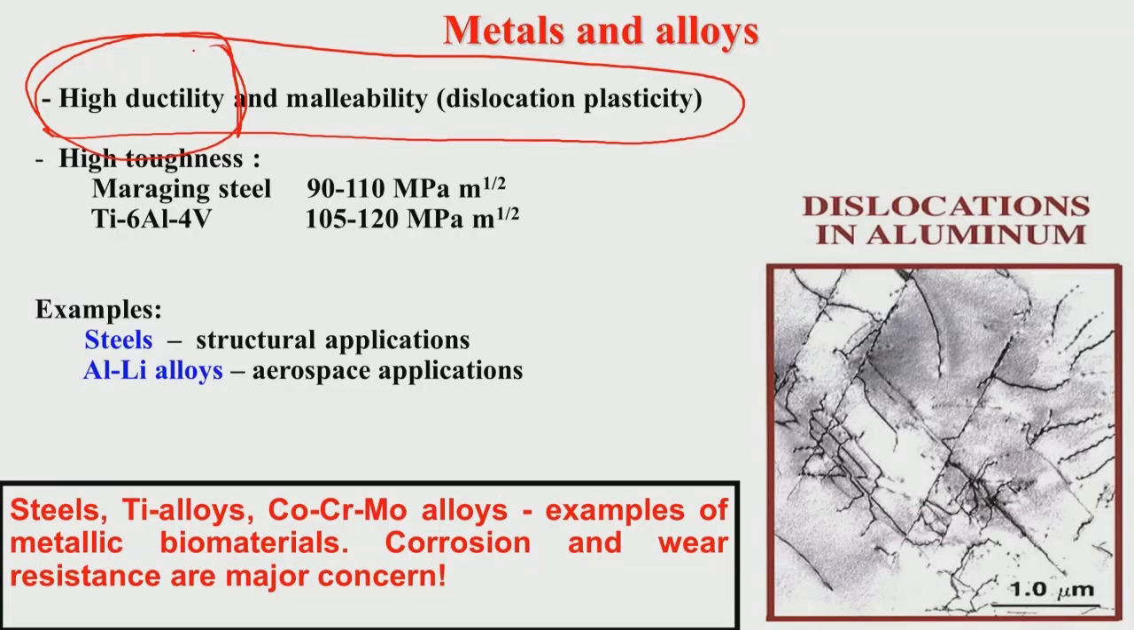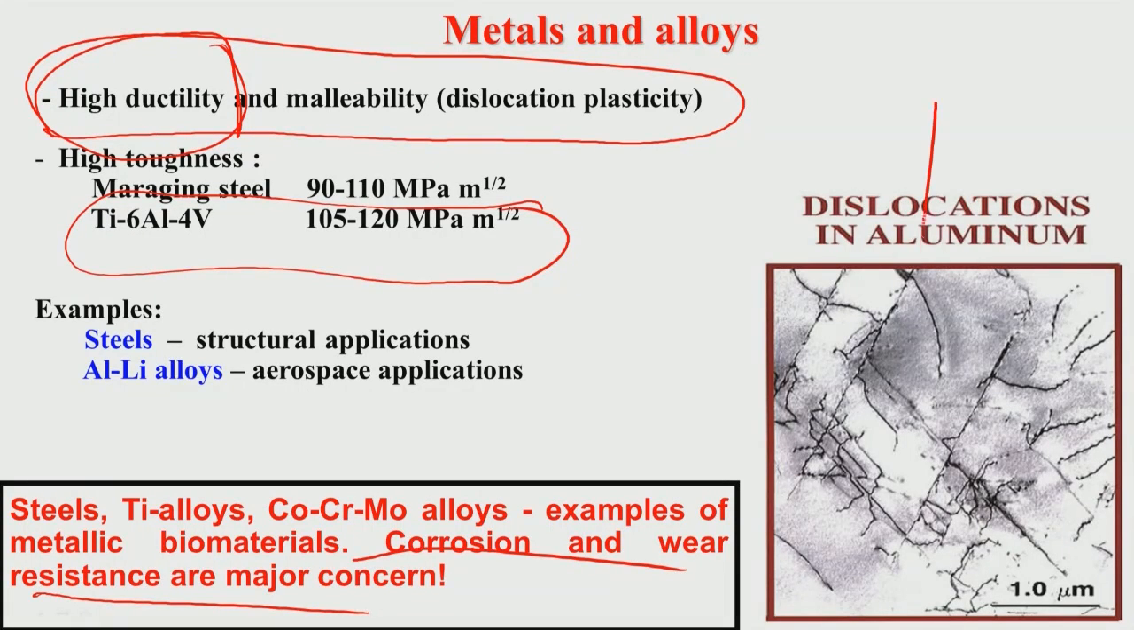Some of the materials which are important for biomedical applications, like titanium 6% aluminum, 4% vanadium, have a very high fracture toughness, like 105 to 120 MPa square root meter, which is orders of magnitude higher than that of ceramic materials. Corrosion and wear are the primary concerns.